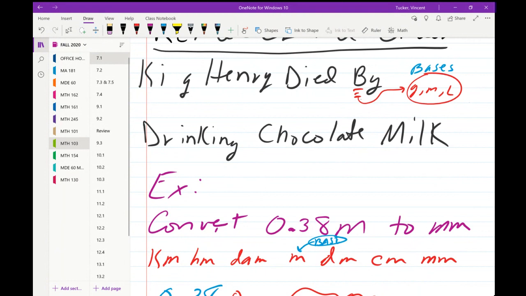So when you're talking about converting in the metric system, really all you're doing is moving the decimal to the right or to the left accordingly. So that's why the order matters. That's another reason why the order matters.